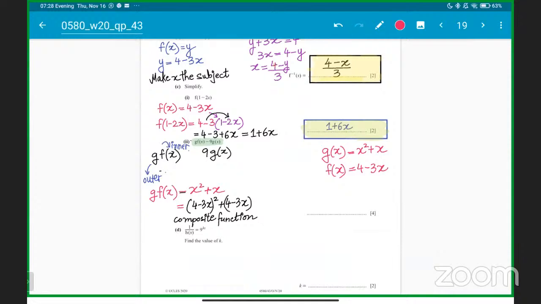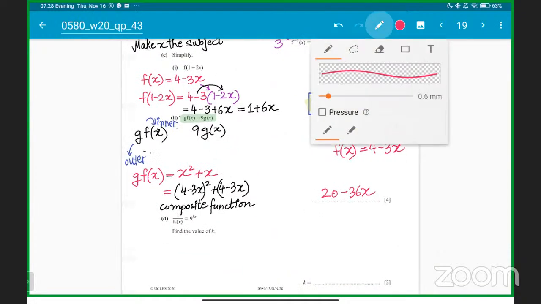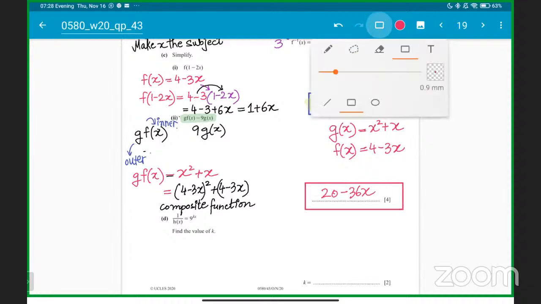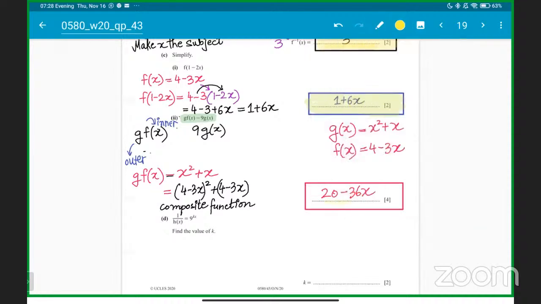That's the final answer in simplified form, okay? You need to give the answer. So the answer will be 20 minus 36x. And that's how you will get all 4 marks, okay? Everyone got this? Clear? Should be clear. 20 minus 36x is the final answer here, okay?